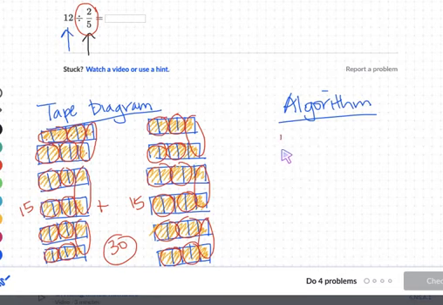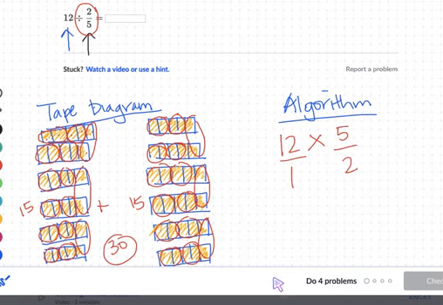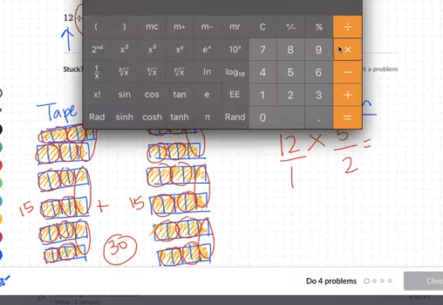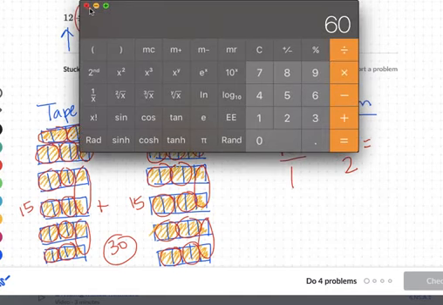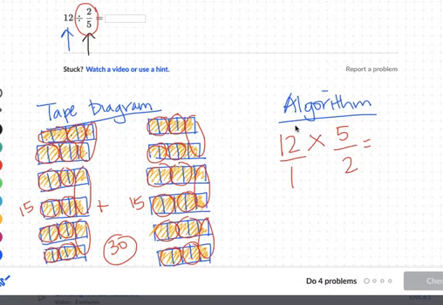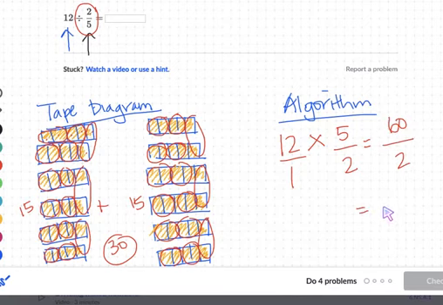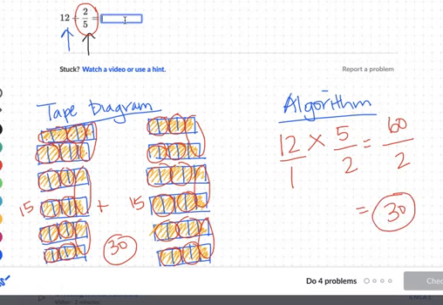Let's test our algorithm method. Algorithm method, remember we're keeping that total, that dividend. We are changing the division into multiplication, and we're changing that divisor into its reciprocal. So instead of 2 fifths, we have 5 halves. And if it helps, put a 1 over here so that you know what's on the top, what's on the bottom. Top times top, this is 12 times 5. Let's see what 12 times 5 is. You can always use your calculator. That is 60. So we have 60 on the top. And then we are dividing it by 2. 60 divided by 2 would be 30. So both of these methods give us 30.